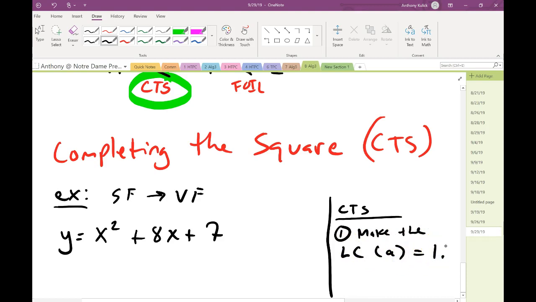So the first thing that we'd want to do is make the leading coefficient, or the A, equal to 1. When I say A, I'm talking about the A coefficient in our standard form polynomial. What is the A coefficient currently? 1. So do we have anything to do here? No. There's nothing in front of the x squared. There's nothing to do for that first step.